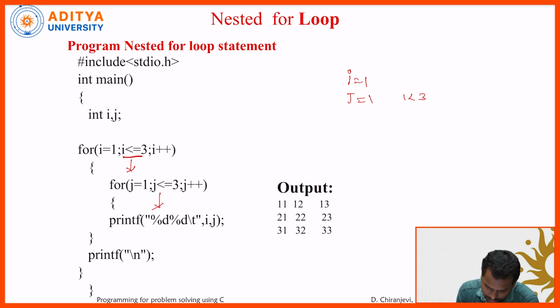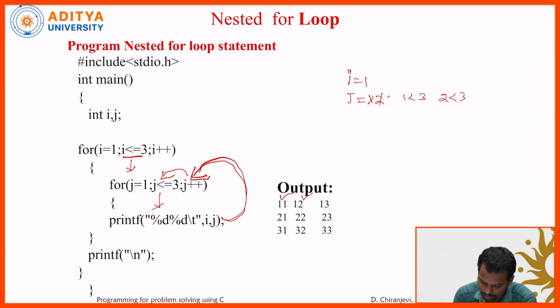Now you are printing the i and j values inside the body. The i value is currently 1 and the j value is also 1, so you are printing 1 1 in the output. After printing this i and j value, control will be transferred to the inner loop updation, that is j plus plus. Now the j value became 2, so after updation it will check the condition j less than or equal to 3. The updated value j is 2, so it will check 2 less than 3, which is also true. Again you are printing i and j, so i is currently 1 and j is currently 2, so it prints 1 2.